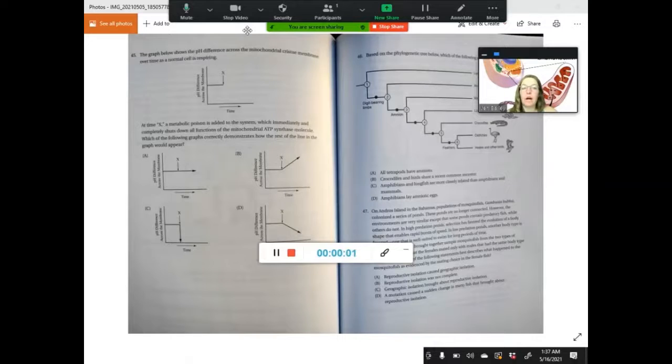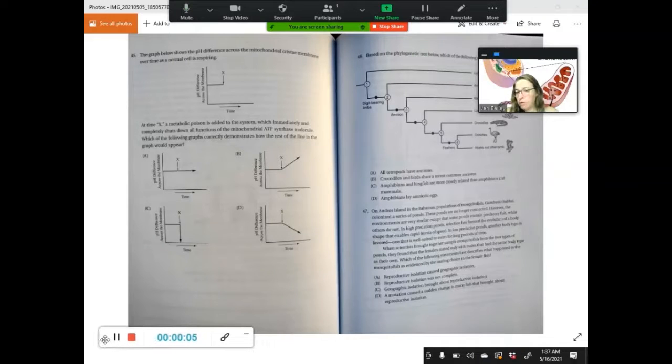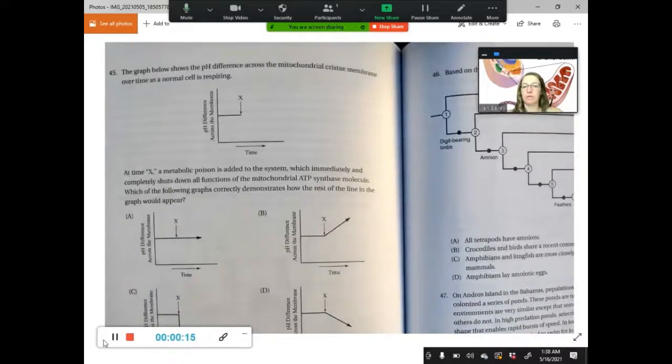All right, we are back again with AP Bio walkthroughs. This is question 45 from Barron's practice test 1. And it is talking about something happening in the mitochondria. So let's take a closer look.